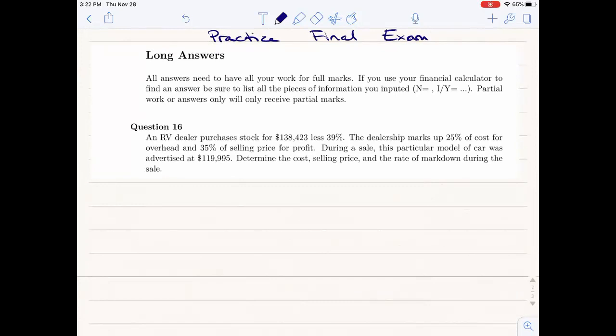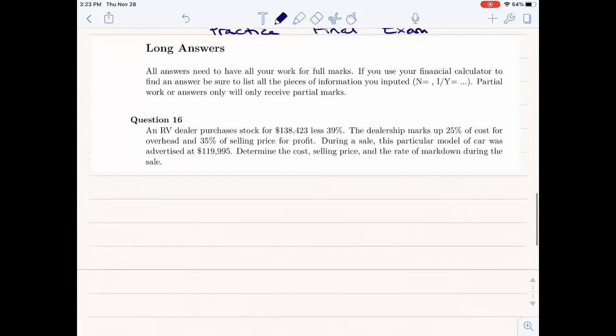Just like on the test that we just wrote, right, if you're using your calculator, you have to tell me what your calculator inputs are and what all of the inputs are for full marks, because otherwise how am I supposed to give you marks? I'm not going to give you marks for just the answer, right? And so your inputs have to be accurate.